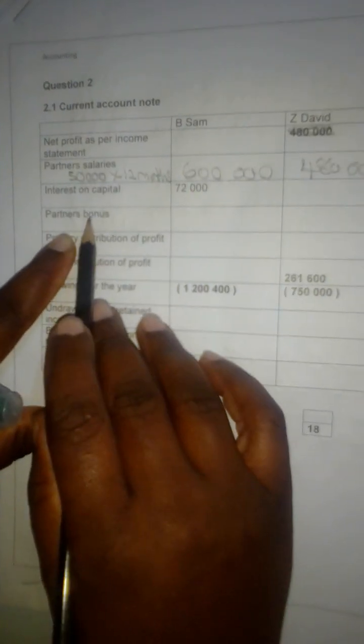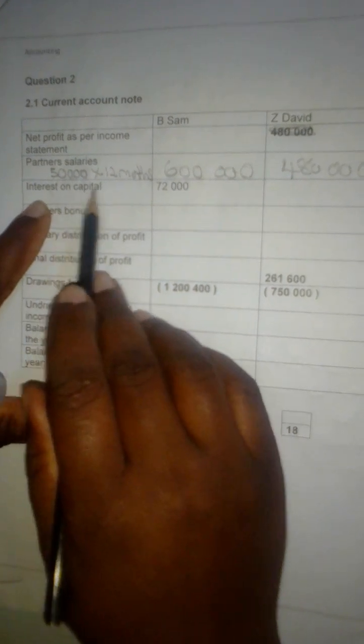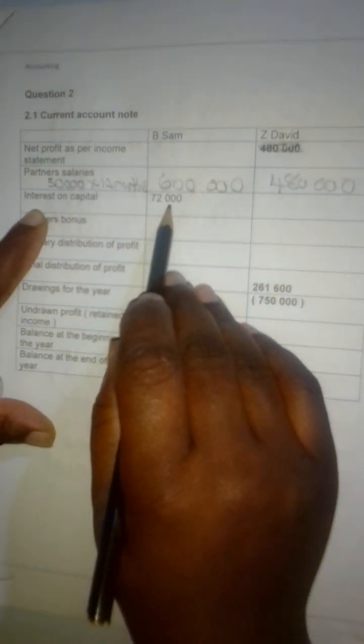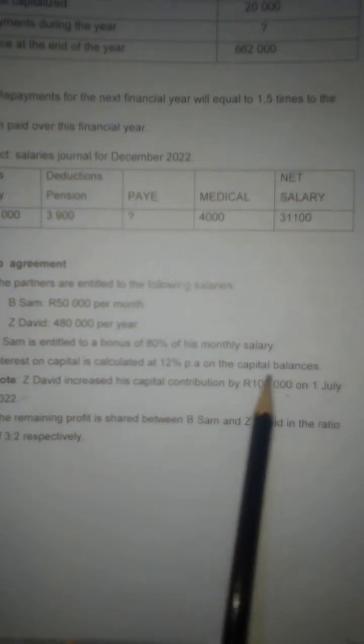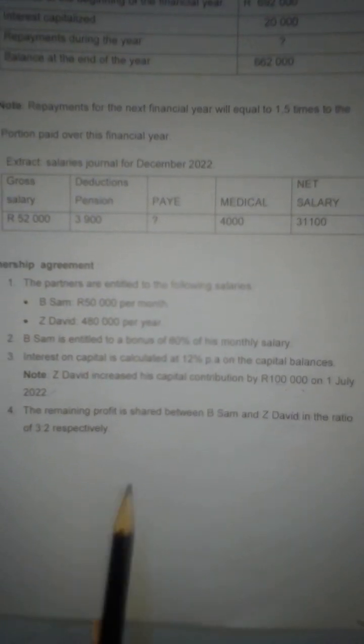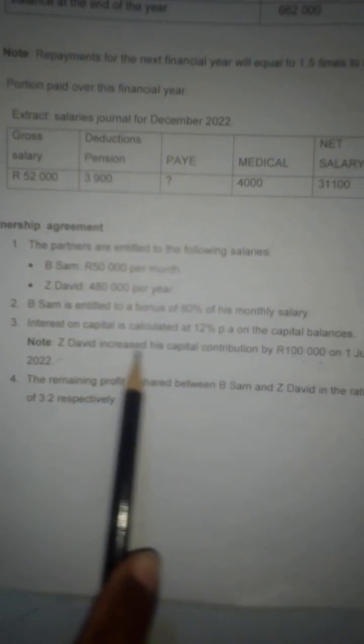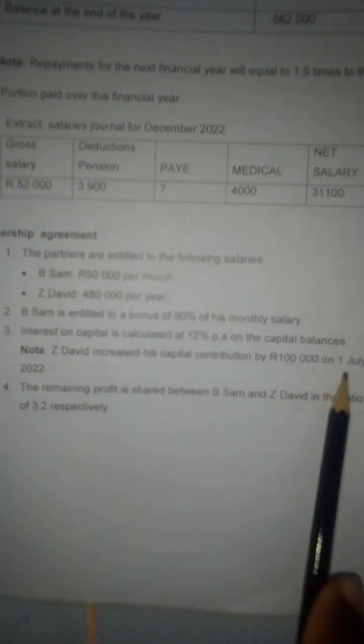Okay, and then now we need to go on to the partners' interest on capital. We are already given the one for Sam is 72,000. So we are supposed to calculate the one for David. Okay, let's go back to the partnership agreement. Okay, number three, interest on capital is calculated at 12% per annum on the capital balances. Okay, note that Z David increased his capital contribution by 100,000 from 1 July 2022.